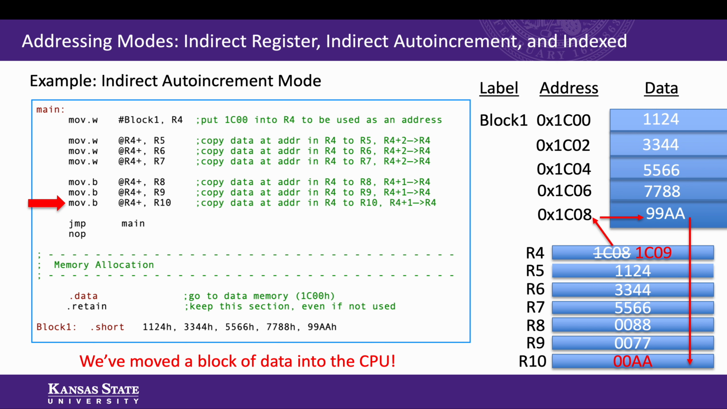Then on the last one here, 1C08 points to 99AA in data memory. We're asking for just a byte, and it's an even address, so we take the least significant byte, the lower byte, AA, and move that into R10, so R10 is storing 00AA. Then at the end of that instruction, we increment R4 by 1 to 1C09, and that's the final state of our program. And notice now we've moved a block of data from data memory into the CPU.